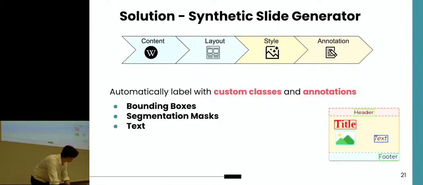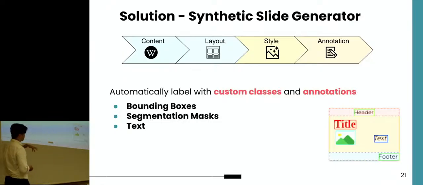In order to improve that, we propose a solution, which is a synthetic slide generator. This is a solution that allows people to automatically create and generate customized annotated datasets. You can customize the classes that you want to use, and you can also have different outputs. You can generate datasets with bounding boxes, segmentation masks, and also text.